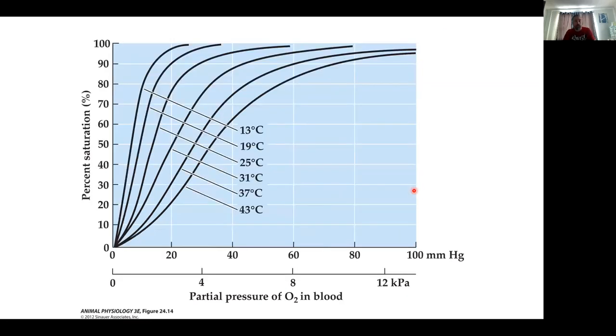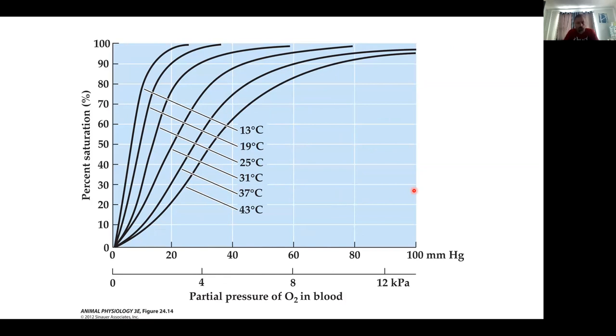We also see temperature effects, okay? So higher temperatures result in a rightward shift and a higher P50 and a lower affinity, and a lower temperature has a leftward shift and a lower P50 and a lower affinity, right? All of these good things, right?